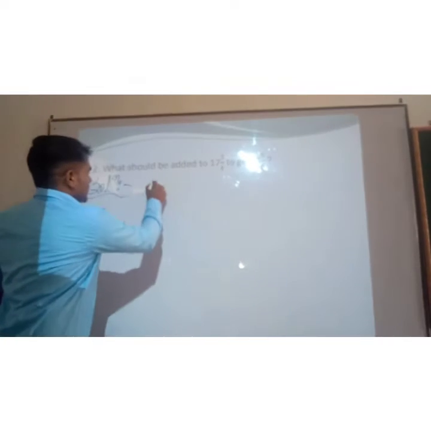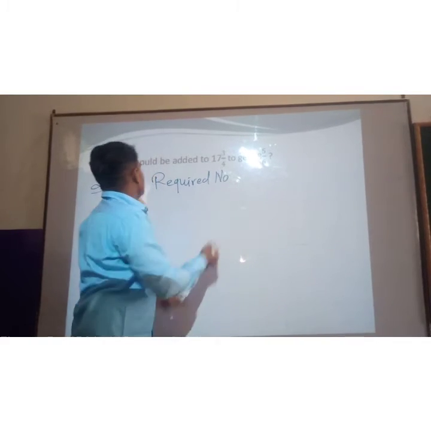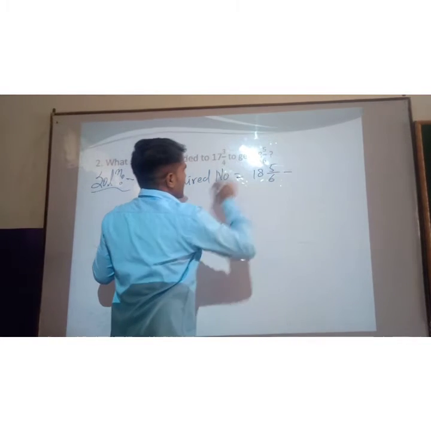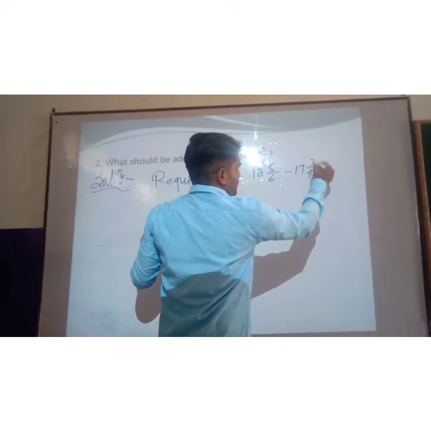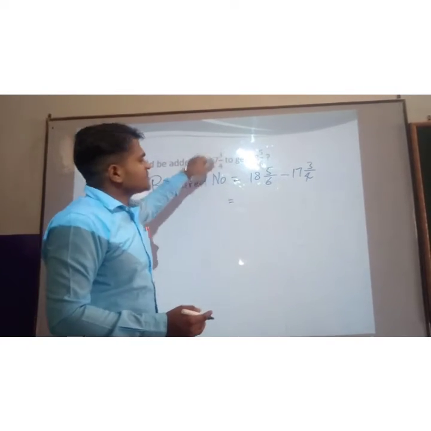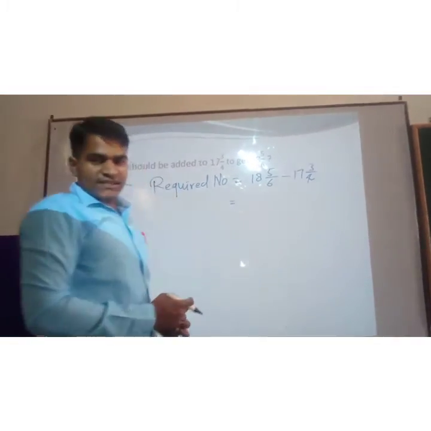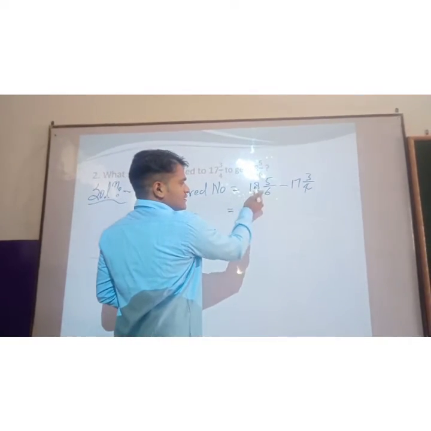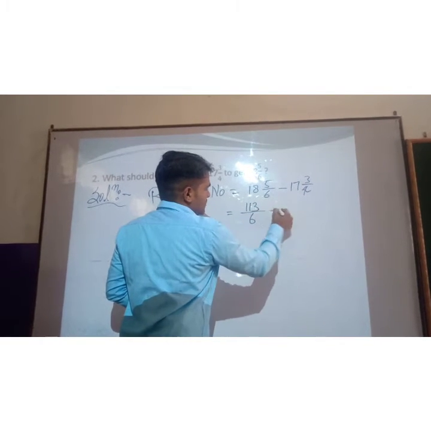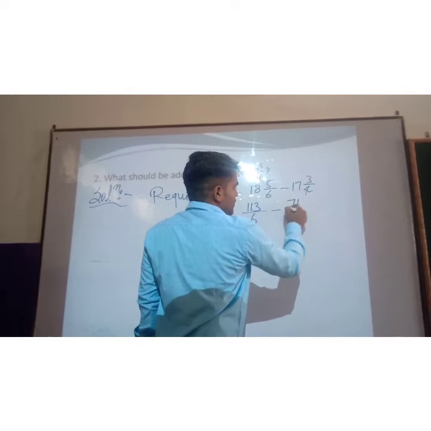Okay? So directly we have to write: required fraction is equal to 18 complete 5 upon 6 minus 17 complete 3 upon 4. Clear? If it is given that what should be added, then we simply subtract the first from the second. So convert it into improper fractions because they are mixed fractions. 6 18s are 108 plus 5, 113 upon 6, minus 17 4s are 68 plus 3, 71 upon 4.